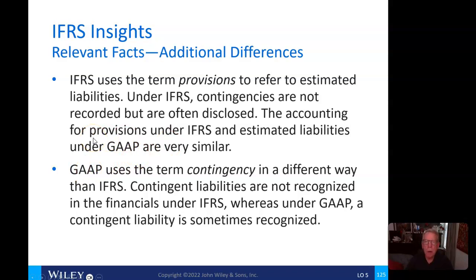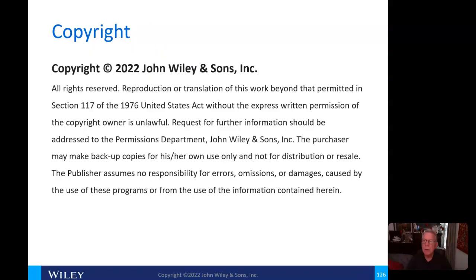IFRS uses the term provisions to refer to estimated liabilities. Under IFRS, contingencies are not recorded, but are often disclosed. The accounting for provisions under IFRS and estimated liabilities under GAAP are very similar. And then GAAP uses the term contingency in a different way than IFRS. Contingent liabilities are not recognized in financials under IFRS, whereas under GAAP, a contingent liability is sometimes recognized.